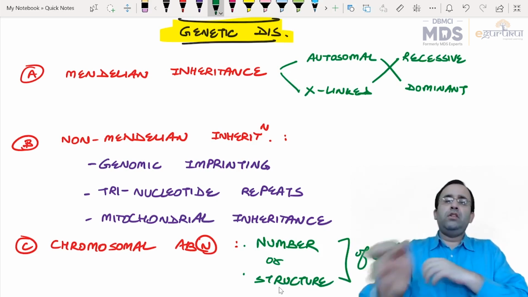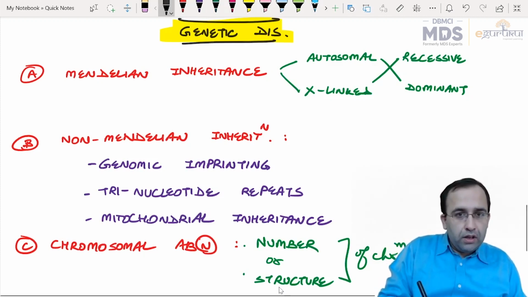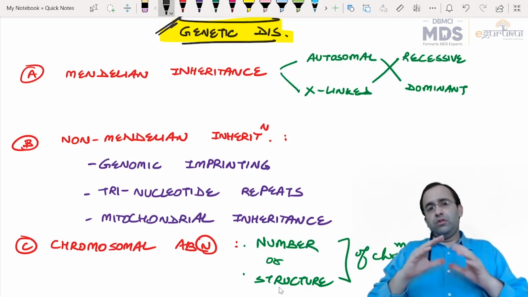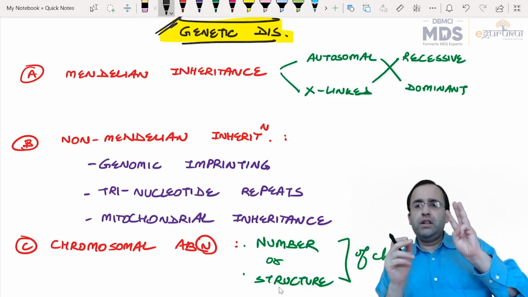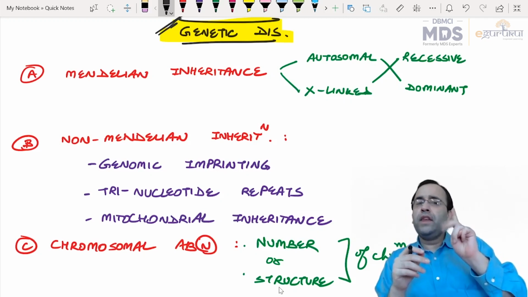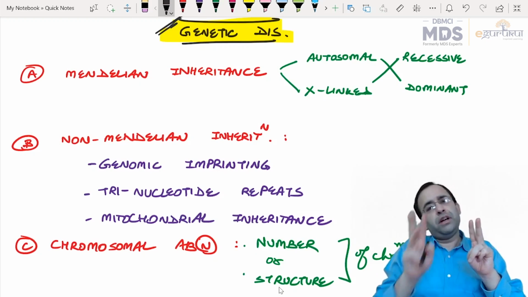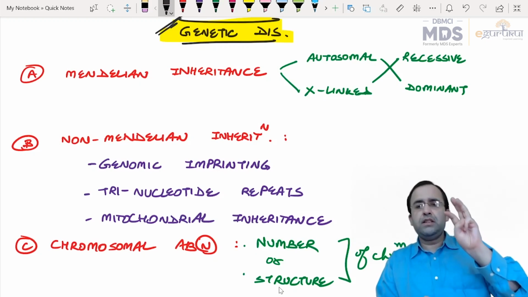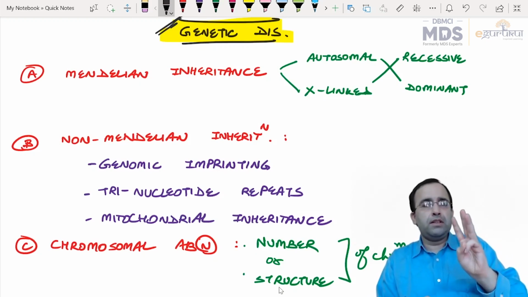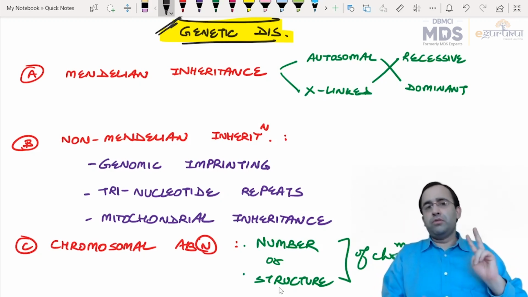Whatever we have written on this slide, we will do this one by one. This is the topic genetic diseases. So this is your topic genetics. We divided genetic diseases into three categories: Mendelian inheritance, non-Mendelian, that is genomic imprinting, trinucleotide repeats, and mitochondrial inheritance, and chromosomal abnormalities, which can either be in number or structure of chromosomes.